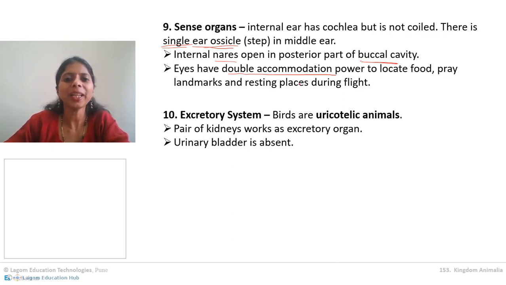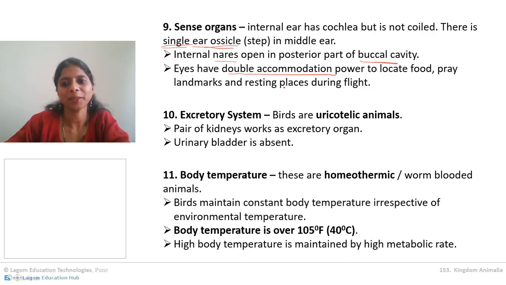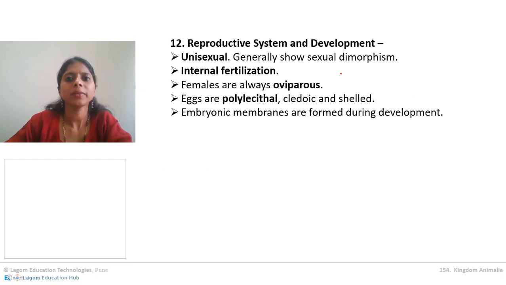And then they are uricotelic, with a pair of kidneys and the urinary bladder absent. Homeothermic animal, the first class to show homeothermism. Body temperature is more than any other animal, around 40 degrees Celsius, but it changes according to the bird. Now the next one is reproduction: unisexual, internal fertilization, oviparous, polylecithal eggs, and self-sufficient, that is cleidoic eggs, and the eggs are always with shell.